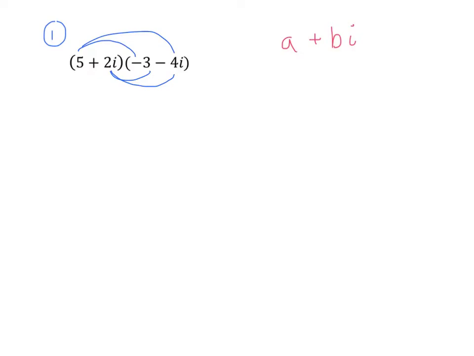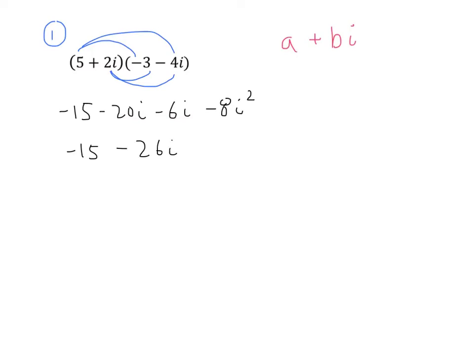The first two multiplications: 5 times negative 3 is negative 15, and 5 times negative 4i is negative 20i. Then 2i times negative 3 is negative 6i, and 2i times negative 4i would be negative 8 times i squared. Let's simplify this. I would have negative 15, and then I can combine these two: negative 20i minus 6i becomes negative 26i.